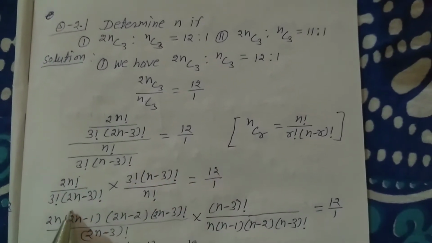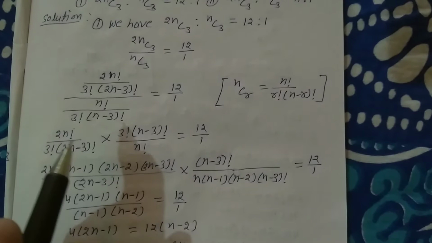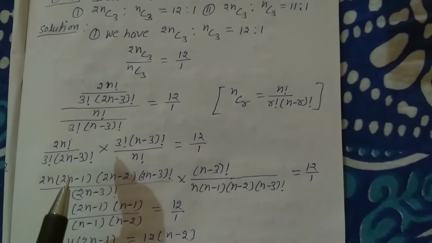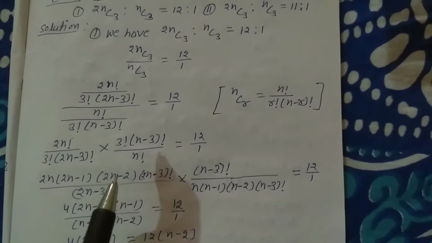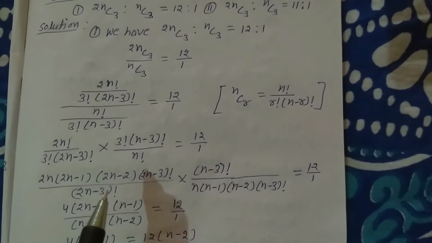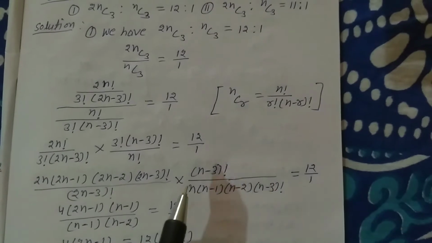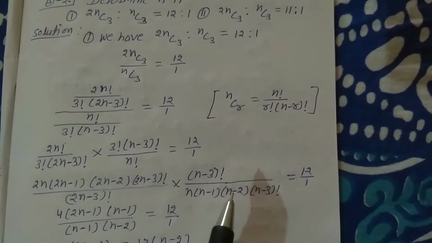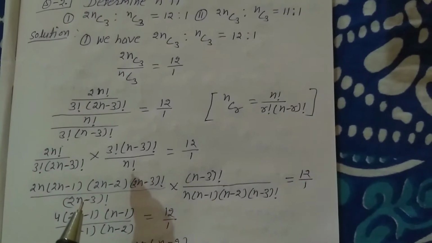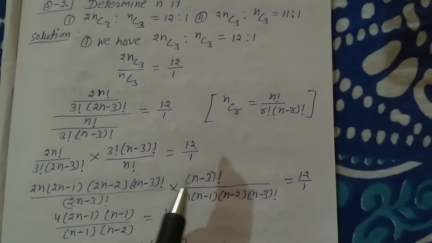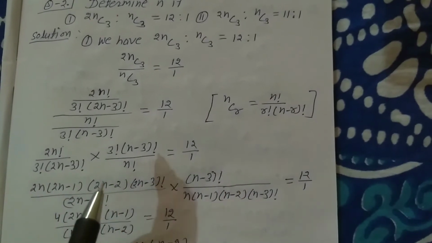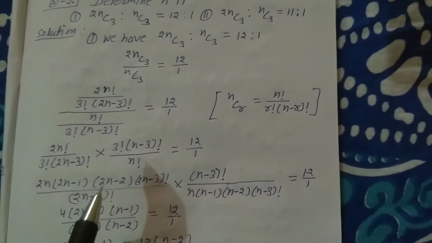3! and 3! cancel out. Now (2n)! is expressed as 2n(2n minus 1)(2n minus 2)(2n minus 3)!, and n! is expressed as n(n minus 1)(n minus 2)(n minus 3)!, is equal to 12 upon 1. The (2n minus 3)! cancels with (2n minus 3)!, (n minus 3)! cancels with (n minus 3)!, and n cancels with n, and then we take 2 common.